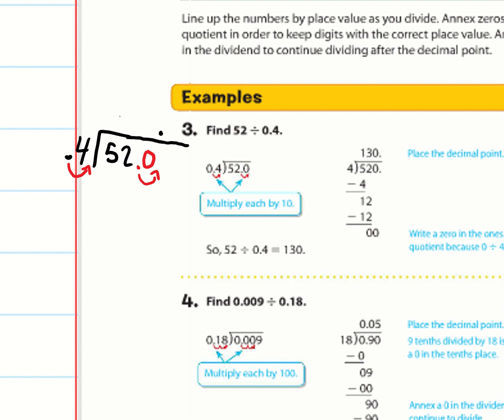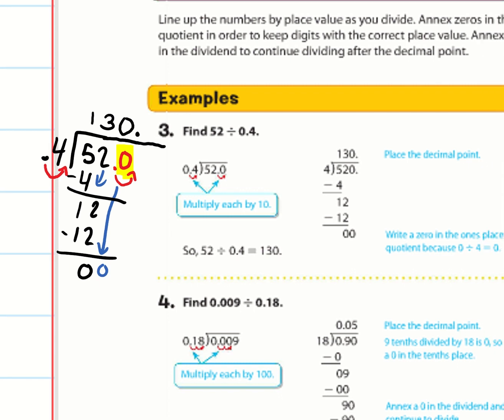So 4 divided by 5 is 1. 1 times 4 is 4. We're going to subtract. That's 1. We're going to bring down the 2. 4 goes into 12 3 times. 3 times 4 is 12. Subtract, and that's 0. Now we still have a leftover 0 here, and when we bring down the 0, it's still going to be 0. So this is when we bring down a 0, but there's nothing else to do. We're actually just going to annex a 0 here. So our final answer is going to be 130.